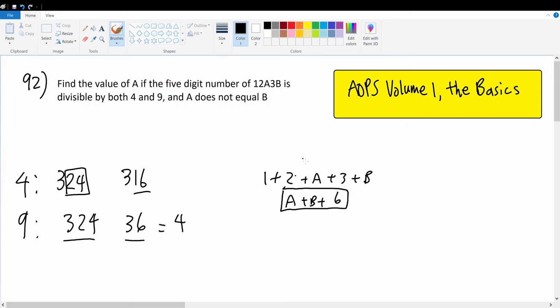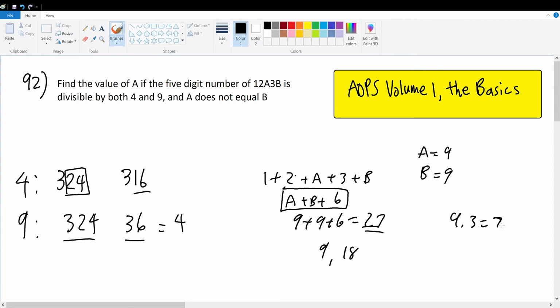And what is the highest number A plus B plus 6 can be? Well, if we assign A the largest possible one-digit integer, which is 9, and we assign B to be 9 as well, 9 plus 9 plus 6 gives us 27, meaning that A plus B plus 6 cannot surpass 27. So what are the multiples of 9 that are below 27? The only multiples are 9 and 18. I know this because 9 times 3 is equal to 27. So the only integer multiples of 9 below that are 9 times 2 and 9 times 1, which is 18 and 9.